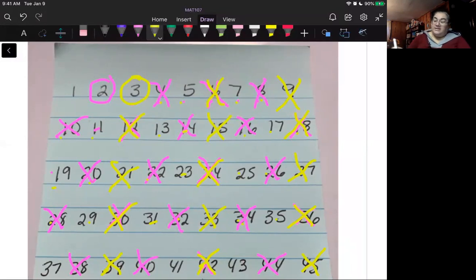And now we go on to the next one that hasn't been crossed off. In this case, it's the 5. All right, so now that we circle the 5, we're going to cross out every fifth. 1, 2, 3, 4, 5.